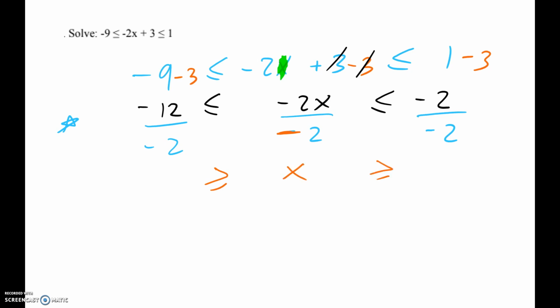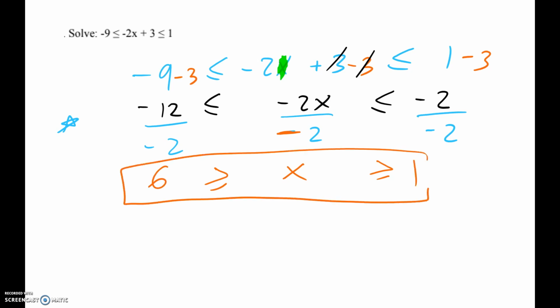So -12 divided by -2 is 6. -2 divided by -2 is 1. 6 is greater than or equal to x. X is greater than or equal to 1.